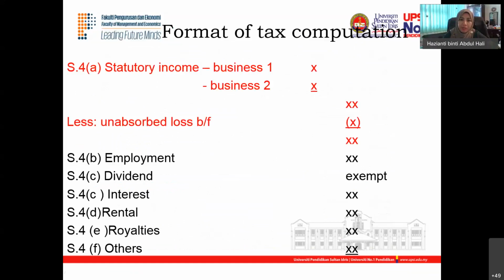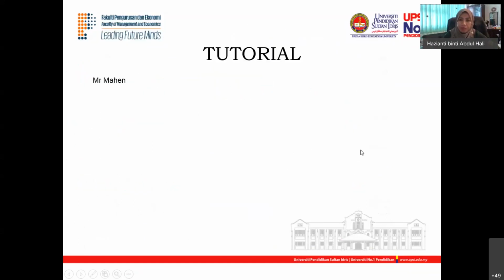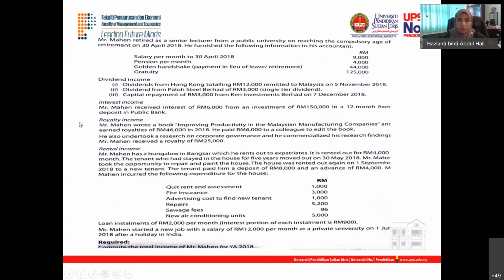You see? So Mr. Mahen doesn't have business income, the red part here. So we start with employment. And you can continue with dividend, interest, rental, royalty, just arrange them until you get the total income. Alright? So I give you maybe 10 minutes to try to list down the different types of income first, and we go through the answer later.